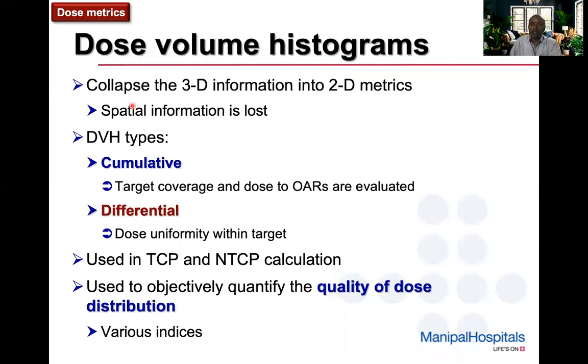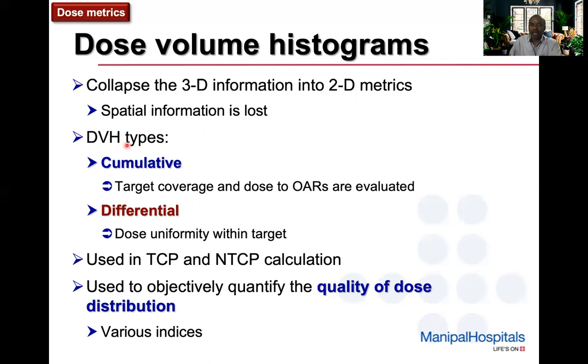Coming to the dose volume histogram, it is a very useful tool because it collapses the 3D information, which may be difficult to comprehend or completely assimilate. A lot of information in 3D is collapsed onto a 2D matrix called the dose volume histogram. The difficult part is that we lose all the information on spatial location.